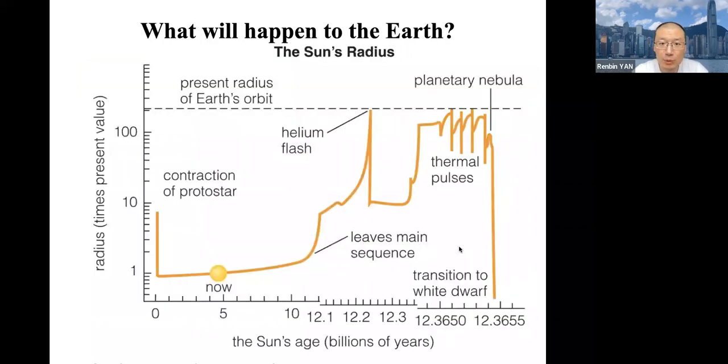Okay, so what will happen to the Earth when the sun becomes a red giant? That's an interesting topic, so let's review this a little bit.